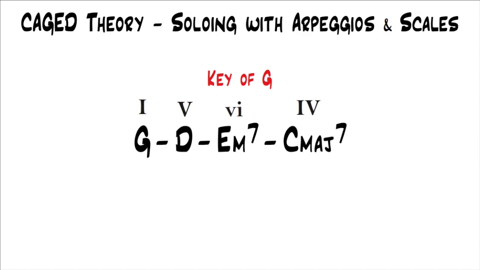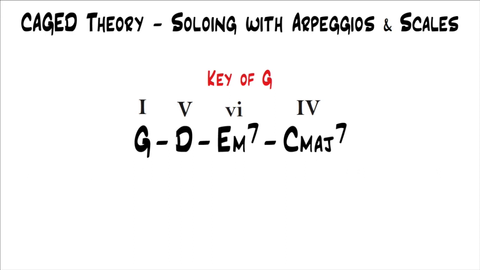Now if you don't understand keys or why these chords would be in the key of G or what the 1, 5, 6, 4 is, you can go back and watch our series Music Theory for Guitar where I explain all that, and that'll really give you everything you need to know about what I'm going to talk about in this lesson, along with the rest of these CAGED lessons that we've gone over.